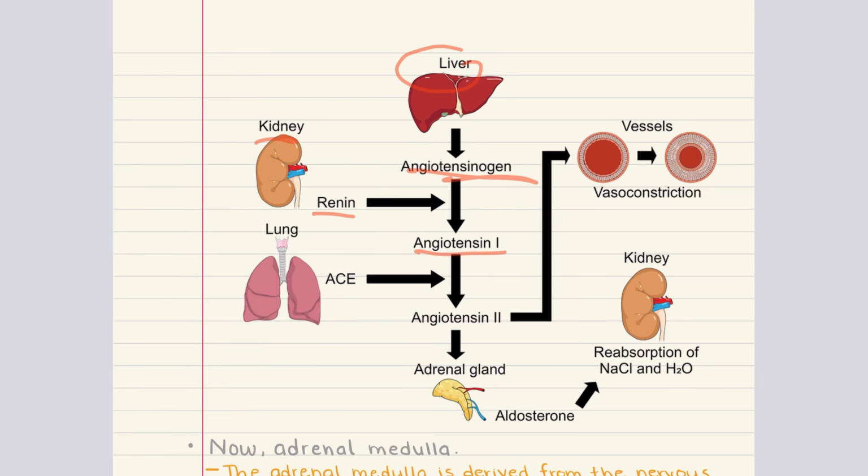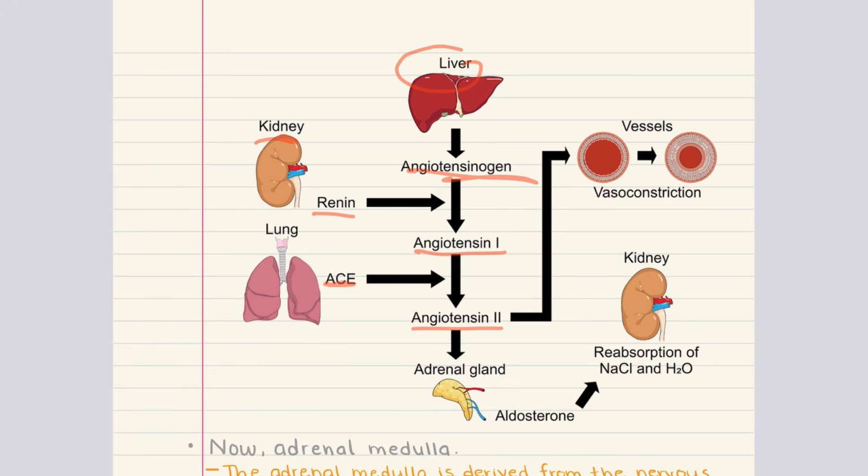Then an enzyme called angiotensin converting enzyme, or ACE, this is found in the lungs primarily, it converts angiotensin 1 into angiotensin 2. Angiotensin 2 has two major effects. One, it causes vasoconstriction, which increases blood pressure. And two, it stimulates the adrenal cortex to release aldosterone.